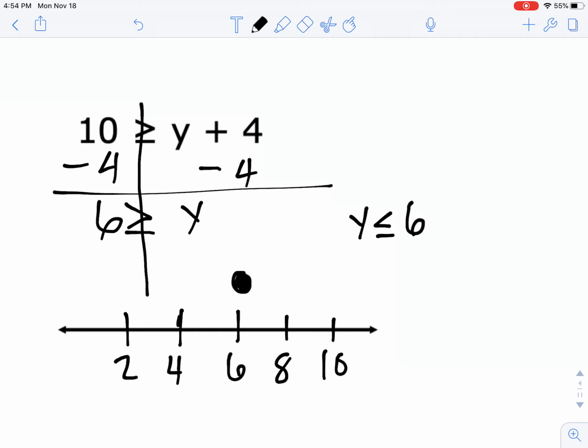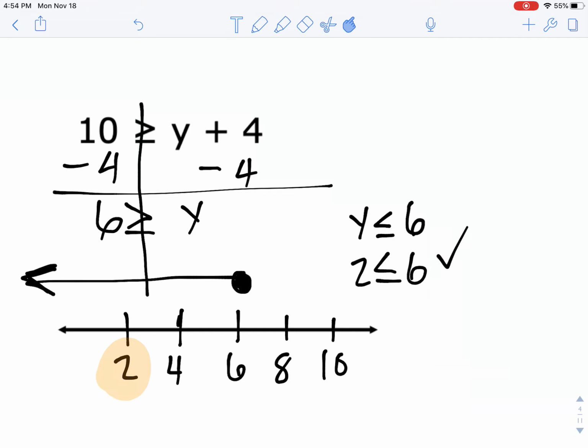So if y is less than or equal to 6, that means our arrow is going to point to the left. And we can try a point. So if we plug in 2, is 2 less than or equal to 6? Yep. So we know our arrow is pointing the correct way.